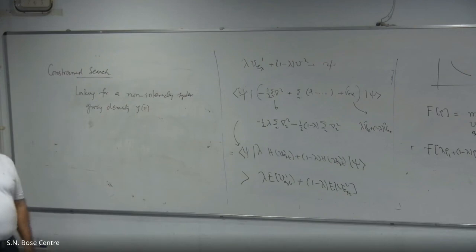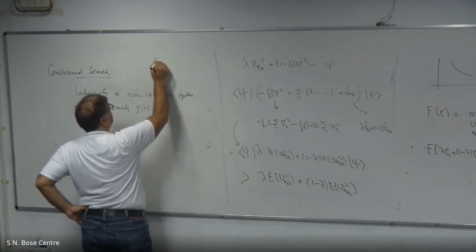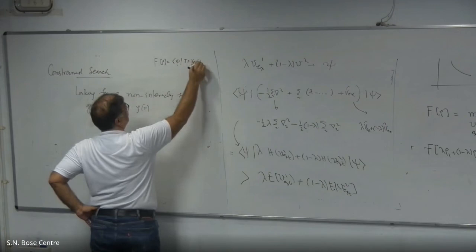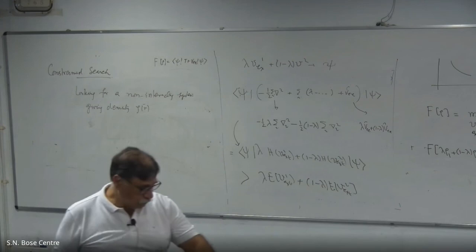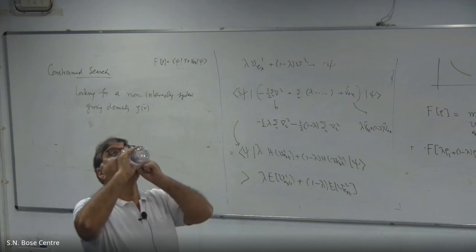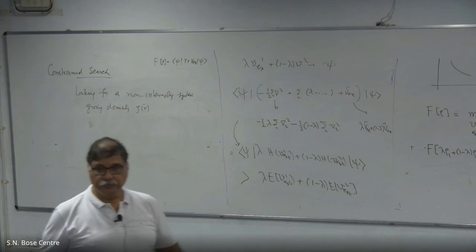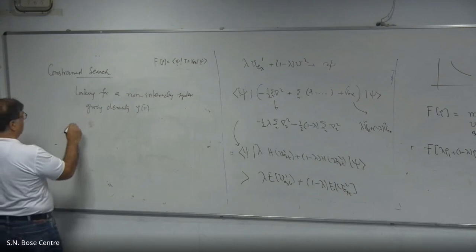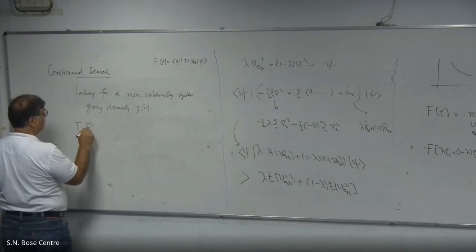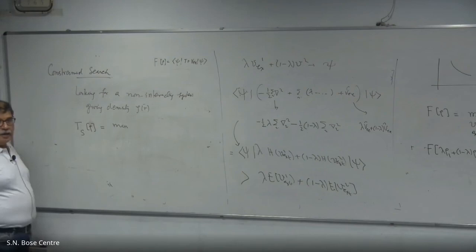What would I do? What is the operator for the non-interacting system corresponding to F? So earlier for the interacting system, we had F rho equals psi, T plus V E, psi. What would it be for the non-interacting system? V should be zero. So I should have T, only T is left. So T non-interacting of rho is equal to the minimum. And what is the wave function for a non-interacting system? Slater determinant.